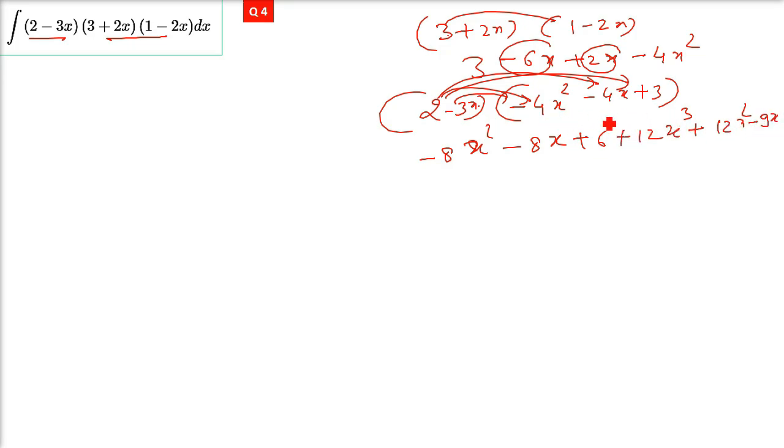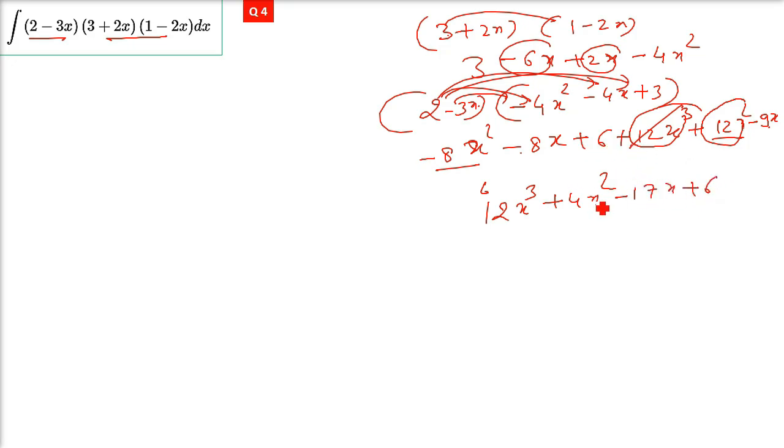Okay, let us combine those which have the same exponent. We call them similar terms. We have this first term as 12x cube because there is no other x cube here. So 12x cube will be the first term. What will be the second term? It will be 12x square minus 8x square, that results in 4x square. Now negative 9x and negative 8x, minus 9 minus 8 will be negative 17x. Then we have plus 6.